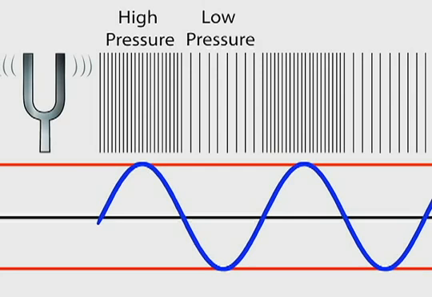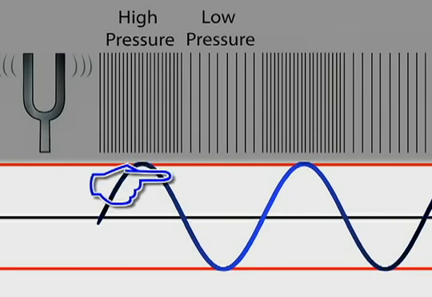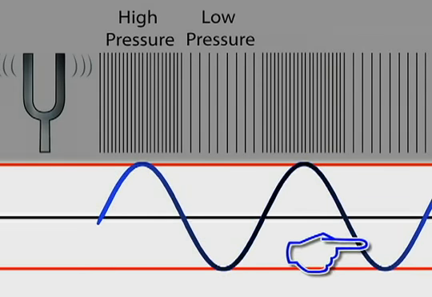Sound waves are a series of high and low air pressure zones which can be represented in a drawing. This area represents a high pressure or compressed air zone, and low pressure or stretched air is shown here. The waveform indicates the rise and fall in air pressure.